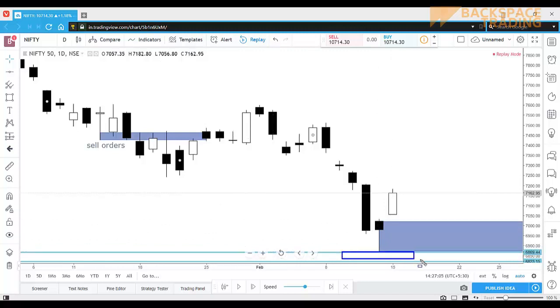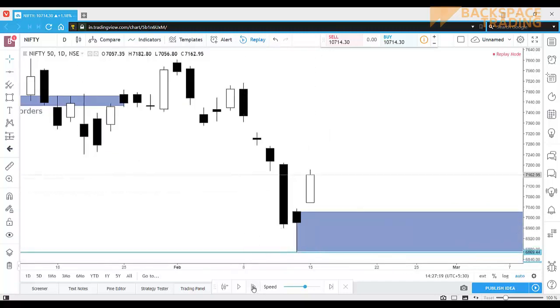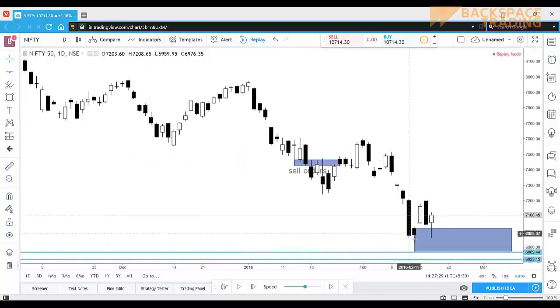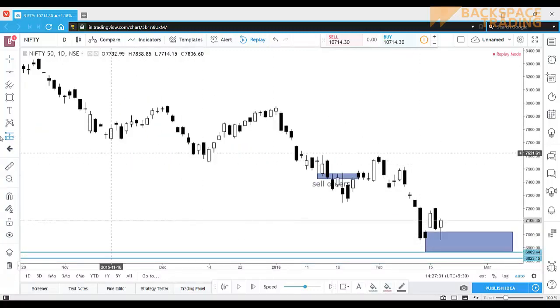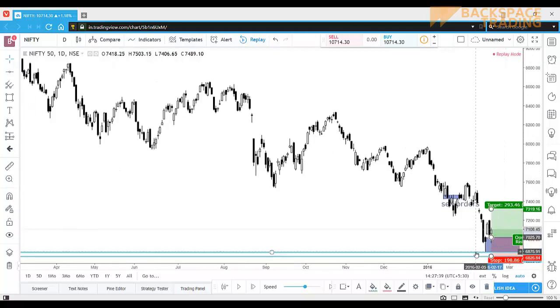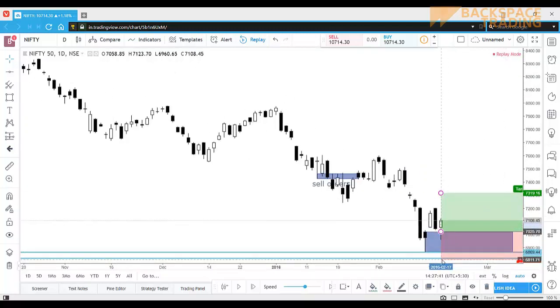I don't buy on a simple hammer. I wait for price to come and touch the zone again. That is how it should happen. And it came down. You could have entered the trade here. Okay, this is also acceptable, and your stop loss would be like, what is this? You place your orders here, and your stop loss would be below the major support.